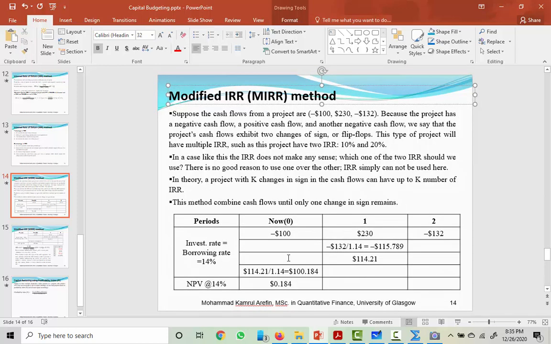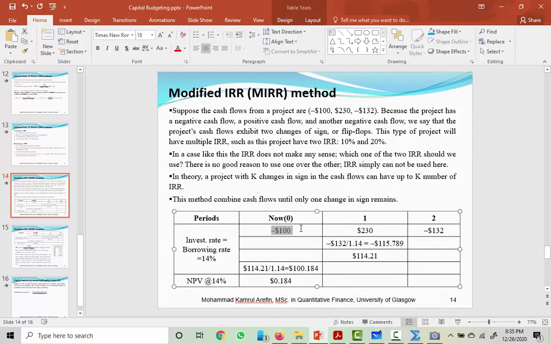So how do we do this? Pay attention here. These are the cash flows. This is the initial investment at period 0. This is the cash flow we will get after year 1, and this is the negative cash flow that we may get after year 2. So to get rid of this negative cash flow, what we can do is bring this cash flow to period 1.